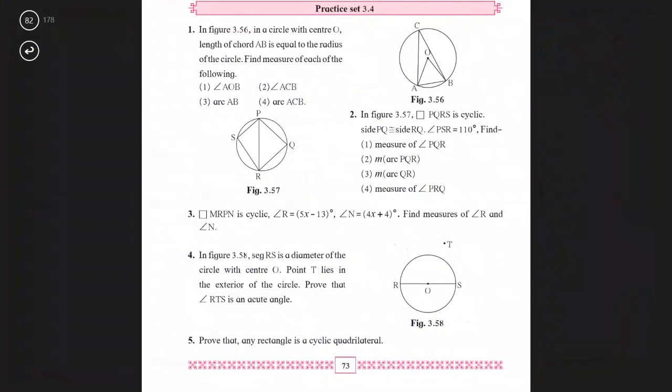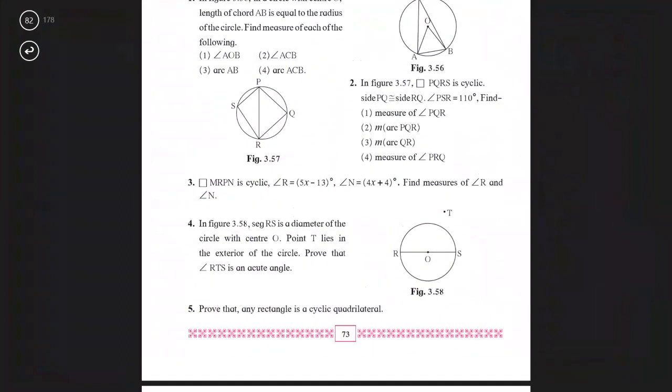Now question number 5, prove that any rectangle is a cyclic quadrilateral. Okay. Now this I have not done for you, but I am going to explain how to do it. It's a very, very simple sum and you will do it yourself. So when I say prove that any rectangle is a cyclic quadrilateral, you're going to draw a rectangle, mark it as ABCD, mark all its angles 90 degrees. You know, in a rectangle, all angles are 90 degrees.